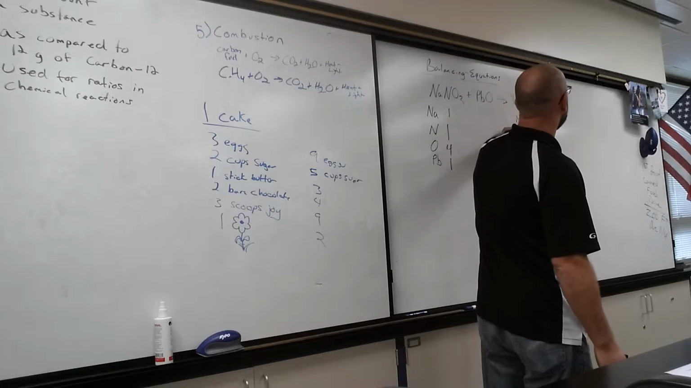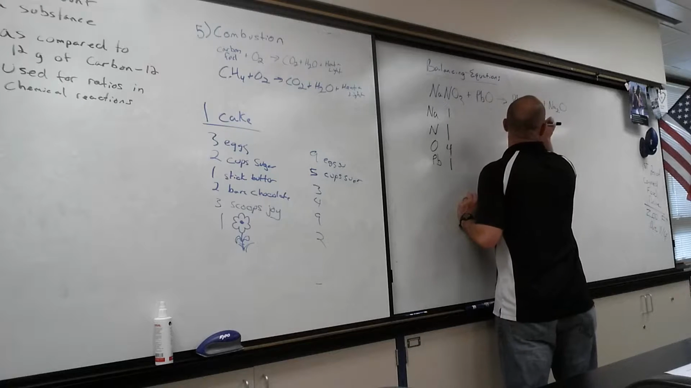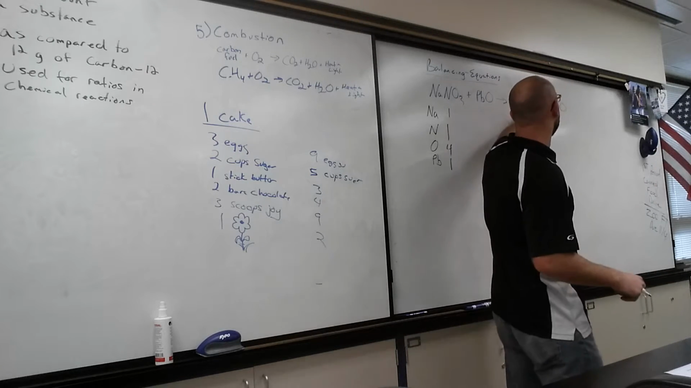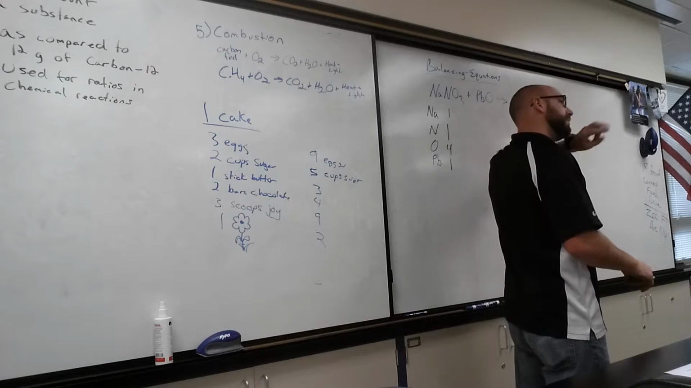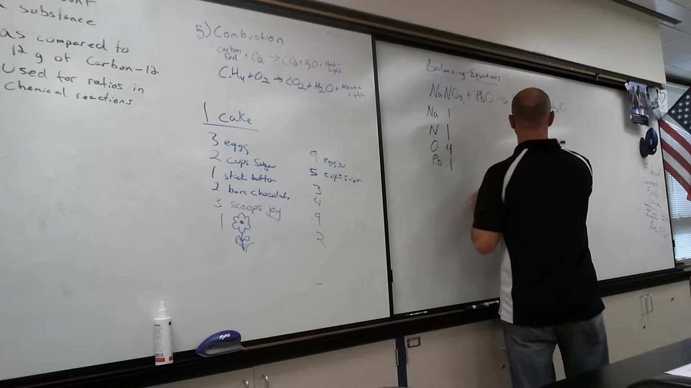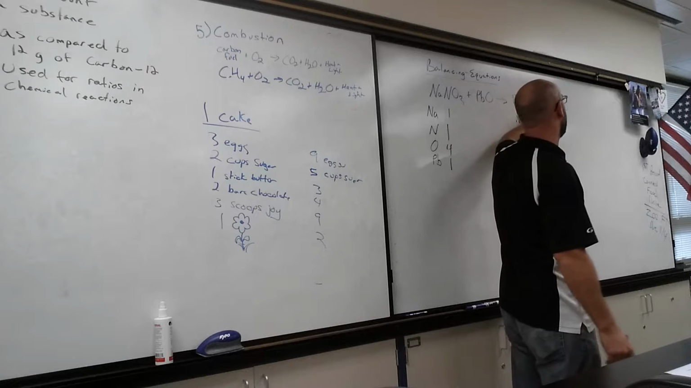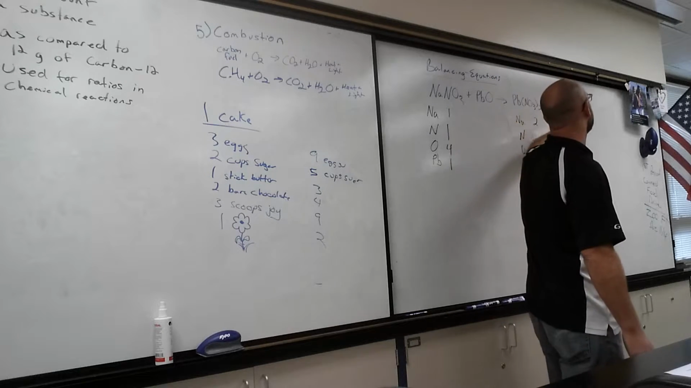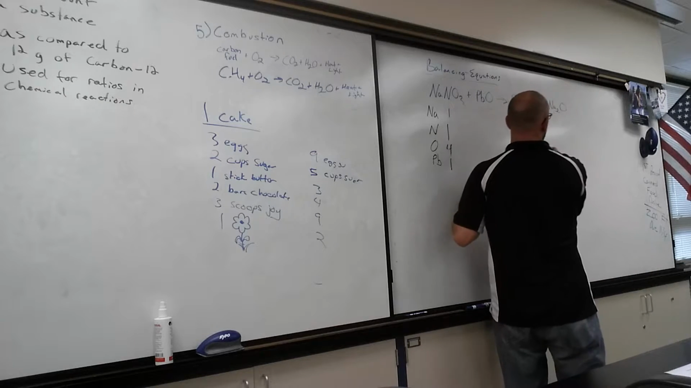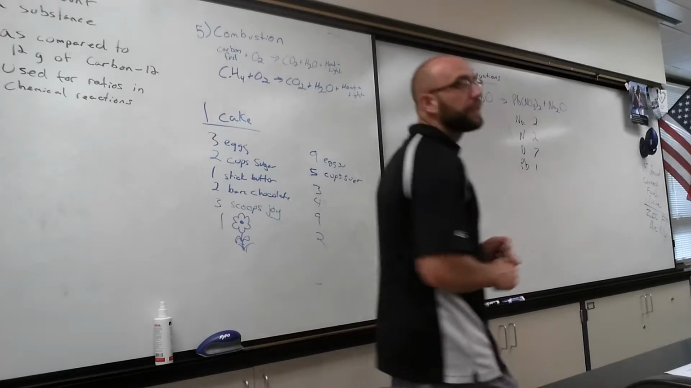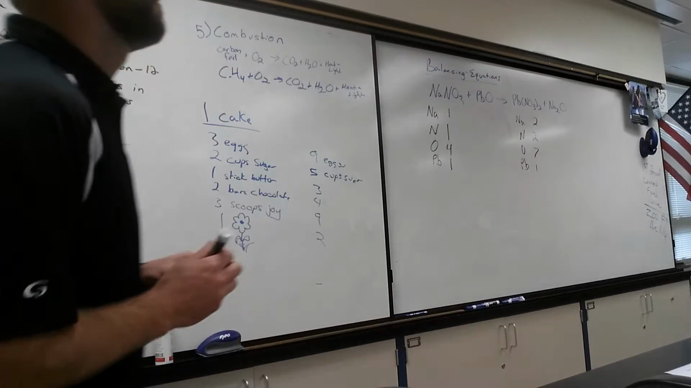How many sodiums on the right side? 2. I have 2 sodiums over here. How many nitrogens on the right side? 2, right? I have nitrate twice. I need 2 nitrogens. How many oxygens on the right side? 7. I have 3 here, but I have it twice. That's 6. 7. And how many leads over here? 1. Okay, so we have to conserve these.